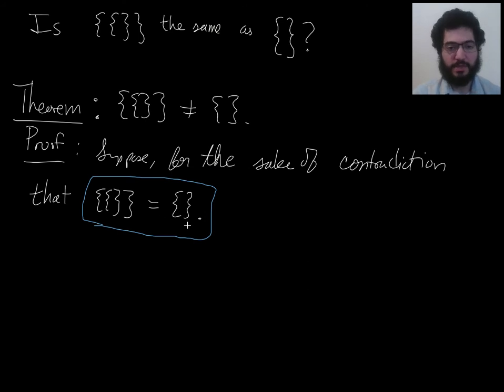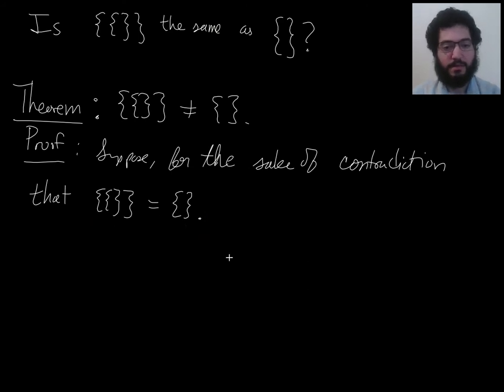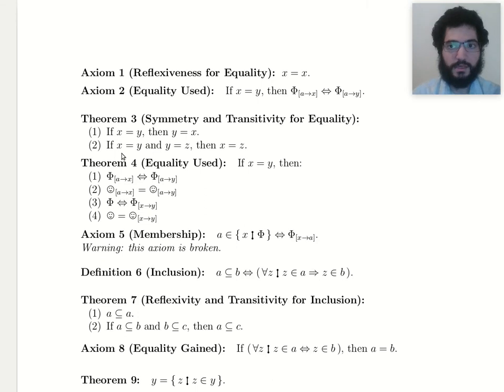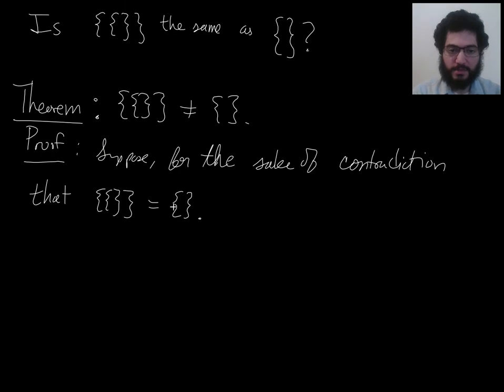If we know that two things are equal, then the main thing that we can do is what you see here in what we're calling equality used, axiom 2 or theorem 4. If two things are equal, then anything you can say about one of them is equivalent to saying the same thing about the other one. So if these are to be equal, which I'm assuming for the sake of contradiction that they are, anything I say about this one holds equally well about this one. That could be a way to try to get a contradiction from here.